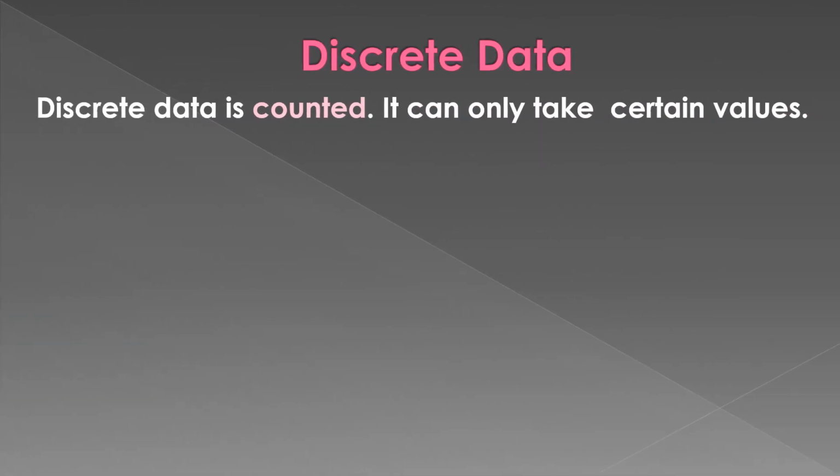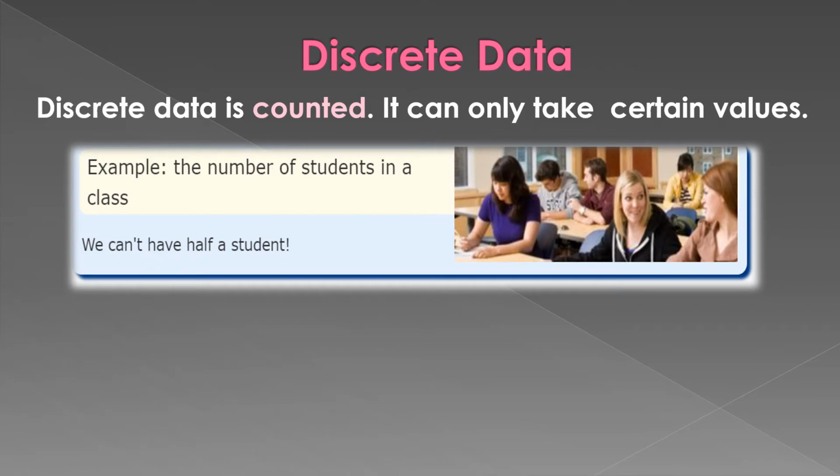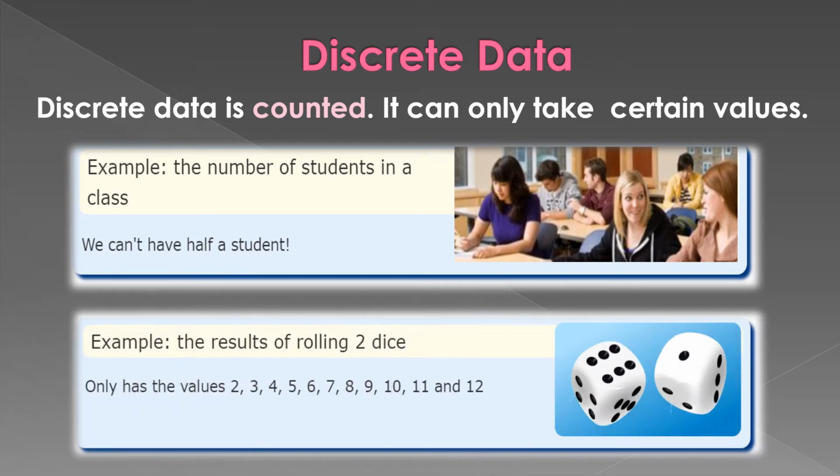Now let's go to discrete data. Discrete data is counted. It can only take certain values. So your keyword here is counted. For example, the number of students in a class. So think of it, we can't have half of a student. And then another one, the results of rolling two dice.